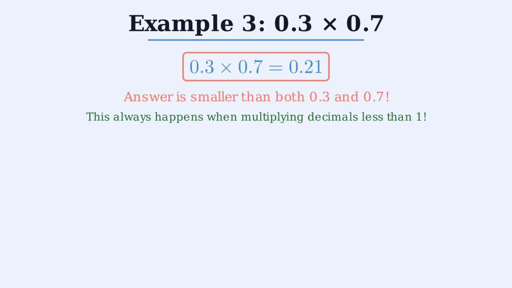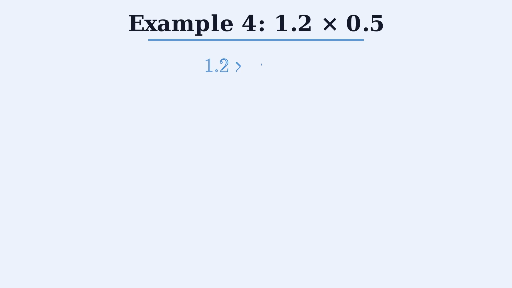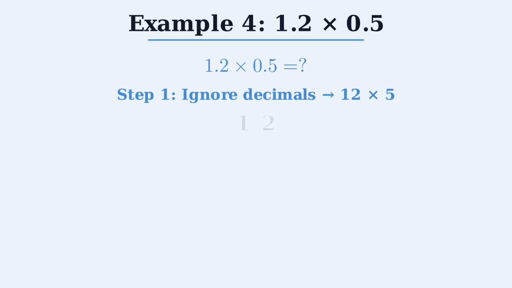See how the answer is smaller than both numbers you started with? That always happens when you multiply decimals less than 1. Super cool. Let's try 1.2 times 0.5. You can think of this as, what is half of 1.2? That's a great way to check our answer.